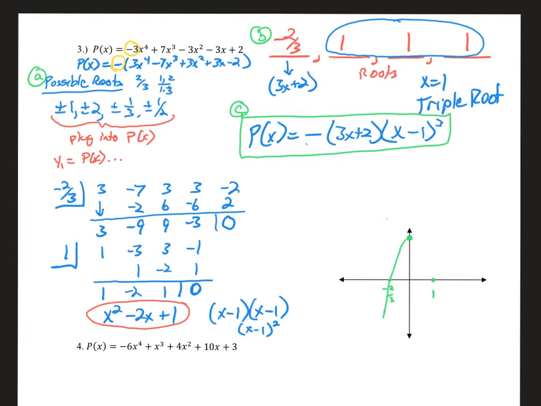Now, for a triple root, what happens is you get this little wiggle. It just kind of wiggles right through. Rather than slicing through like a normal root would, it wiggles through. And so this indicates a triple root when you wiggle right through the x-axis.